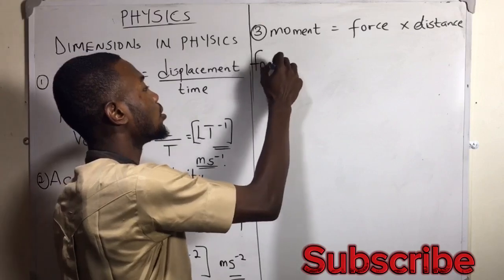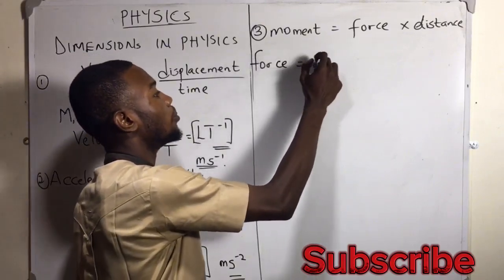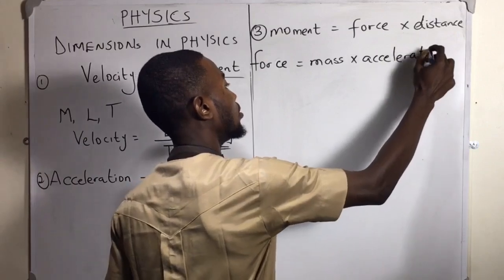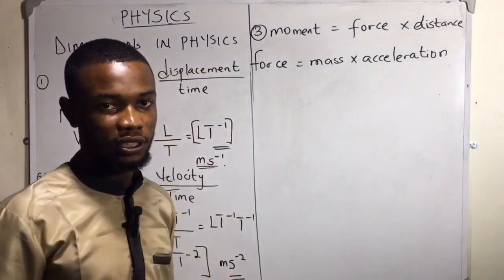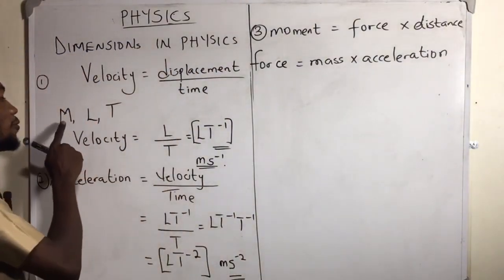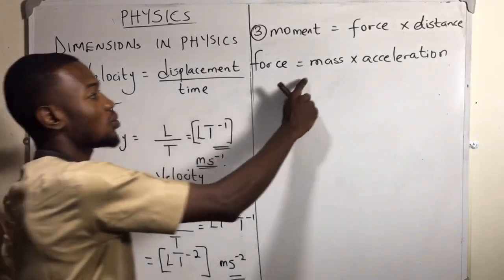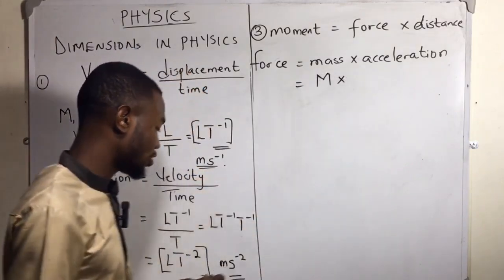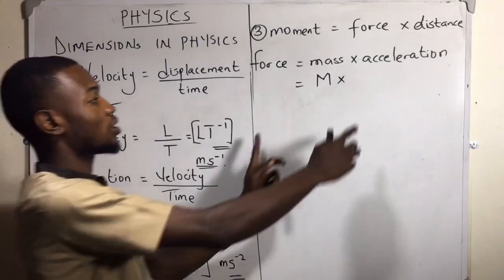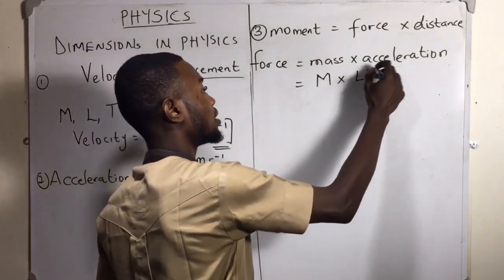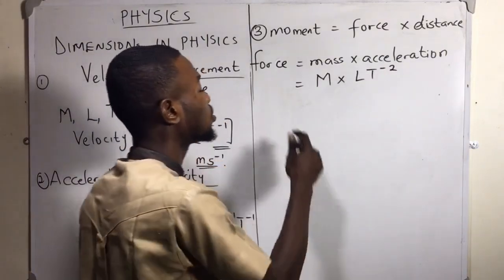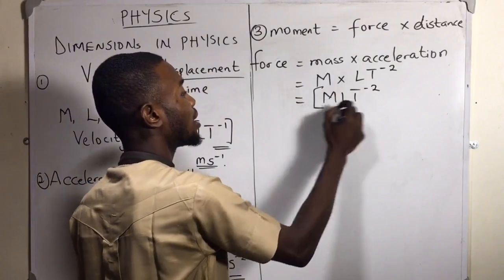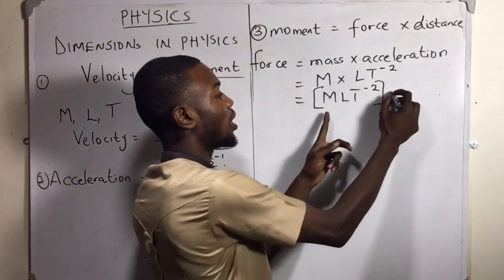We say force is equal to mass times acceleration. Mass, if you can still remember, I told you that for mass, you represent it with M. So we have capital M multiplied by acceleration. We've already solved for it, so we just have to bring it up here. That's going to be LT^-2. So together, we're going to have the dimension of force to be MLT^-2.